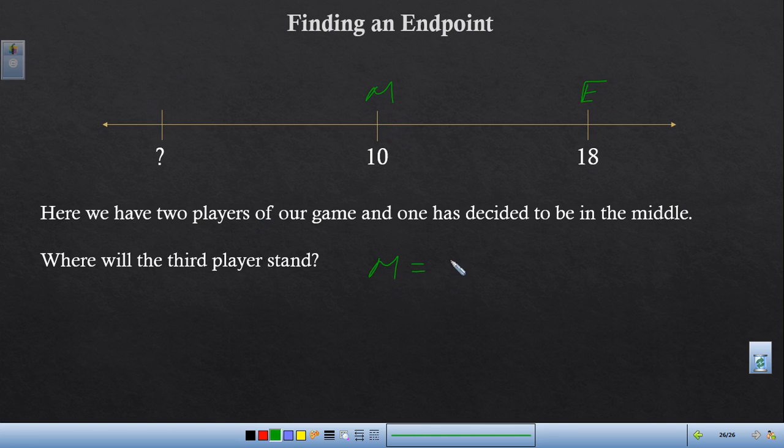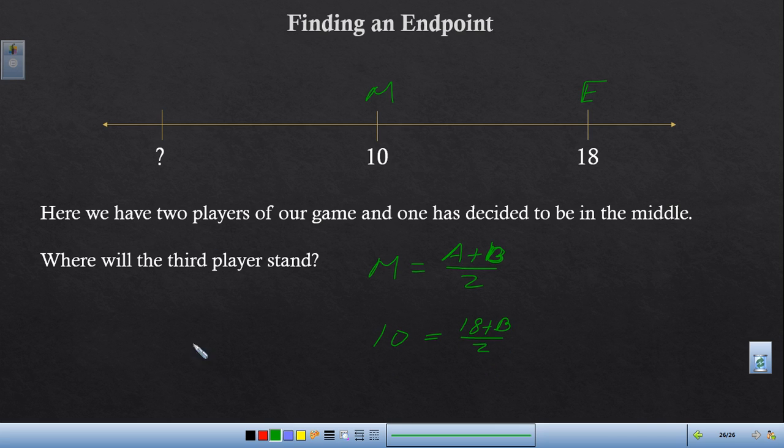We're going to go back to our midpoint formula. M equals A plus B over 2. That is a B, I swear it. Alright, but this time we don't know the endpoints. We don't know A and B, we just know A. A is going to be 18. M is 10. So we go 10 equals 18 plus B over 2.